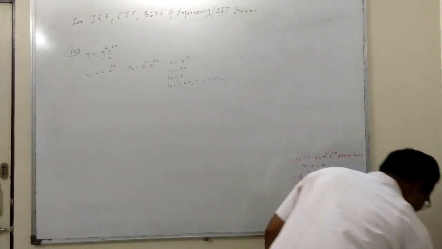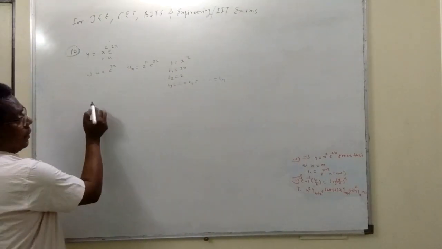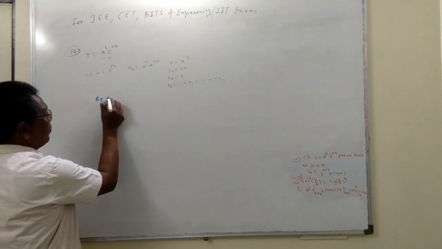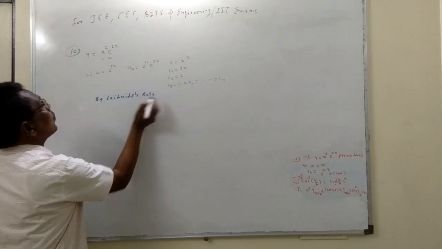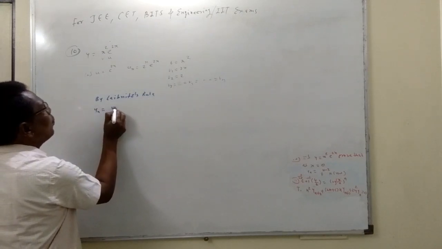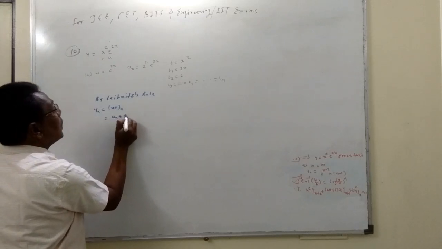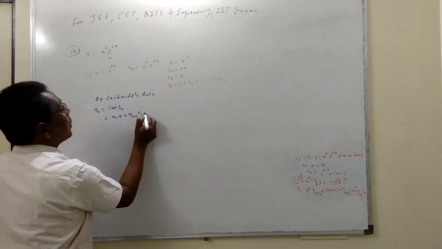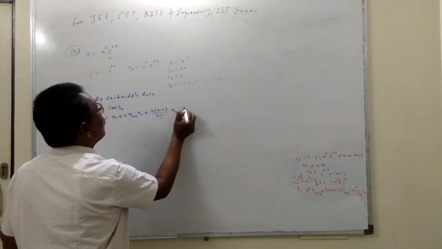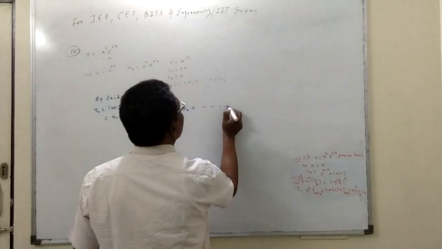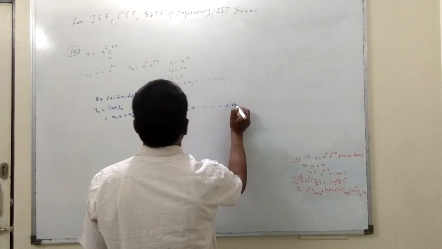Now here we'll use Leibniz theorem. So by Leibniz rule, you know this y_n is equal to (uv)_n, and that is equal to u_n v plus n into u_(n-1) v1 plus n(n-1) upon 2 factorial u_(n-2) v2 and so on, lastly we get u v_n.